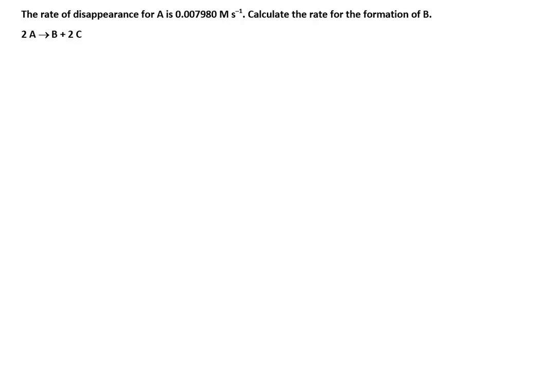In this example, we're looking at calculating the relative rate. And what that means is if we know the rate of either disappearance or formation for one component in the chemical equation, then we can simply use stoichiometry to calculate the rate of formation or disappearance of another compound. So what we do here is we need the balanced equation, and we have that here for a generic equation.